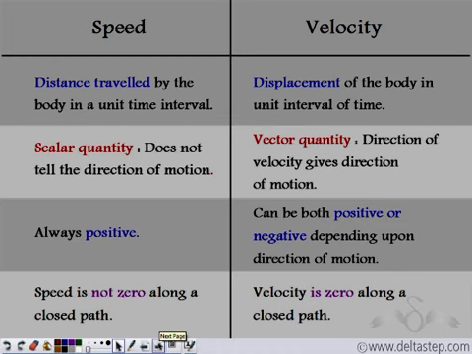Speed is not 0 along a closed path because the object moves certain distance in certain amount of time. So speed cannot be 0 along a closed path. However, velocity is 0 along a closed path because displacement is 0 along a closed path.